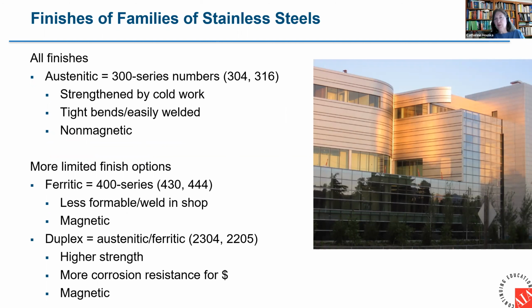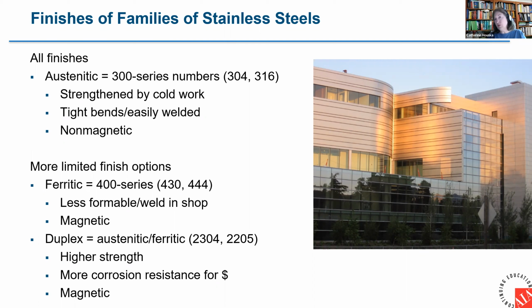I'm going to be showing a variety of finishes. All can be obtained on the austenitics, like 304 and 316. And those stainless steels, which have an austenitic microstructure, are strengthened by cold work. Tight bends and welding are pretty easy. They are non-magnetic. It's part of why they are often favored for architectural applications.